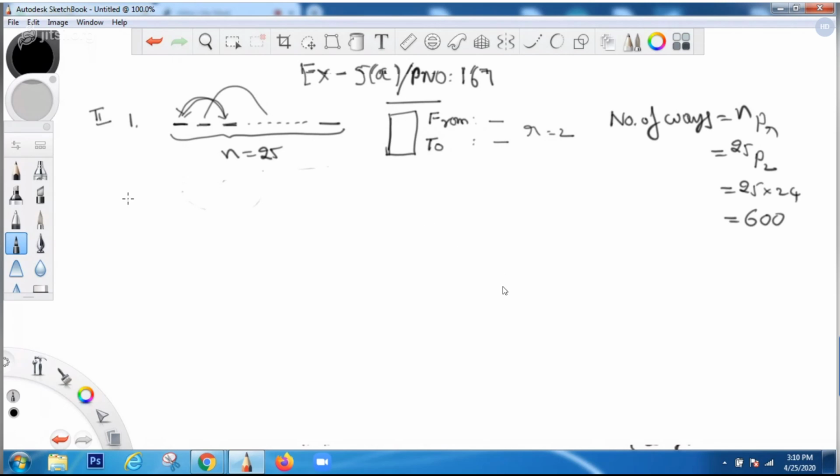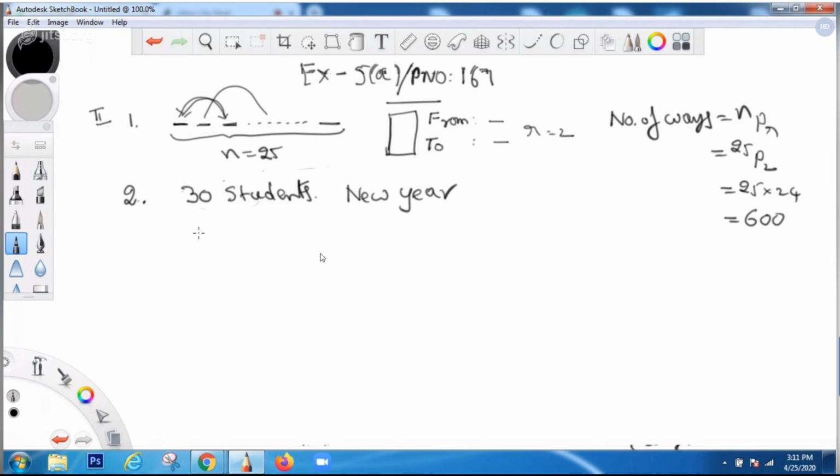Now let us consider the next question, the second question. There are 30 students in a class. On New Year day, every student posts a greeting card to all his classmates. Find the total number of greeting cards posted by them. So the occasion is New Year, and 30 students are there.